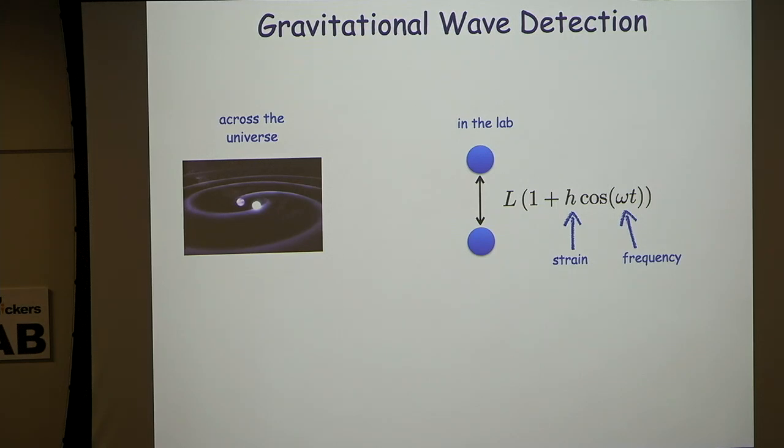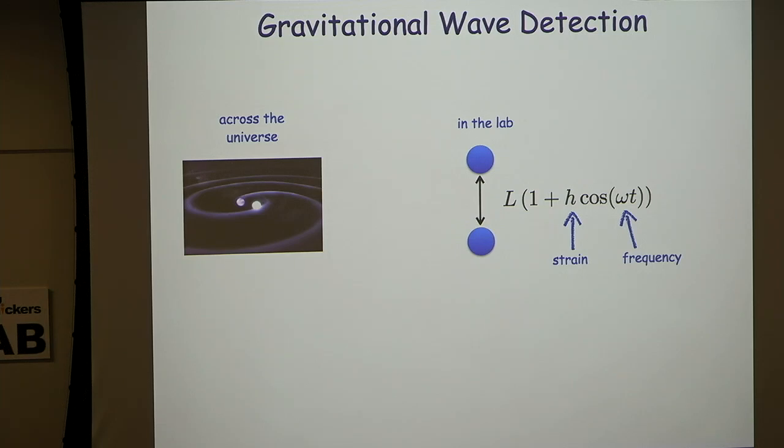So let me ask, can I use these atomic technologies, the atomic clocks or atomic interferometers, to look for gravitational waves? How would that work? Let me tell you a little bit about some of our ideas for how you might do that, though there might be other ideas too.